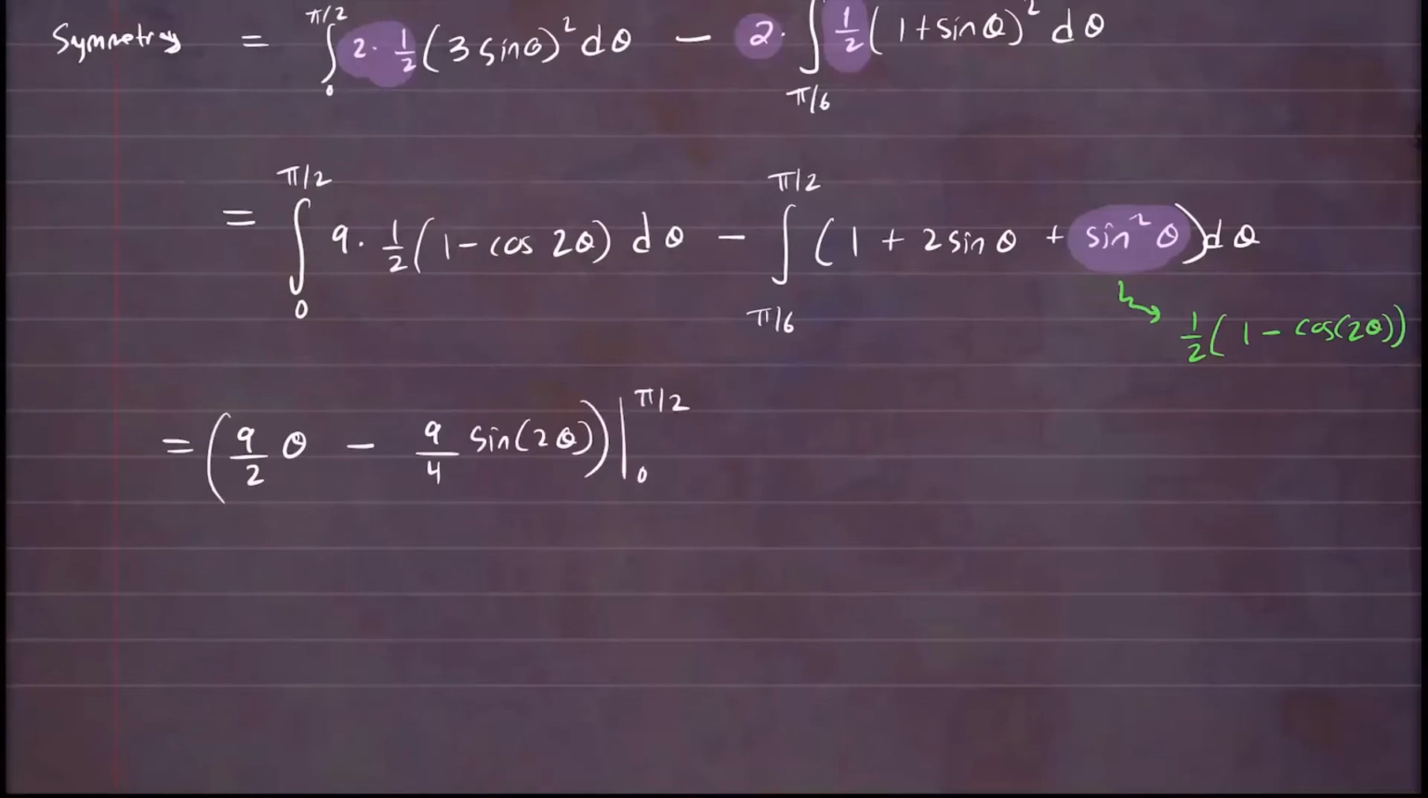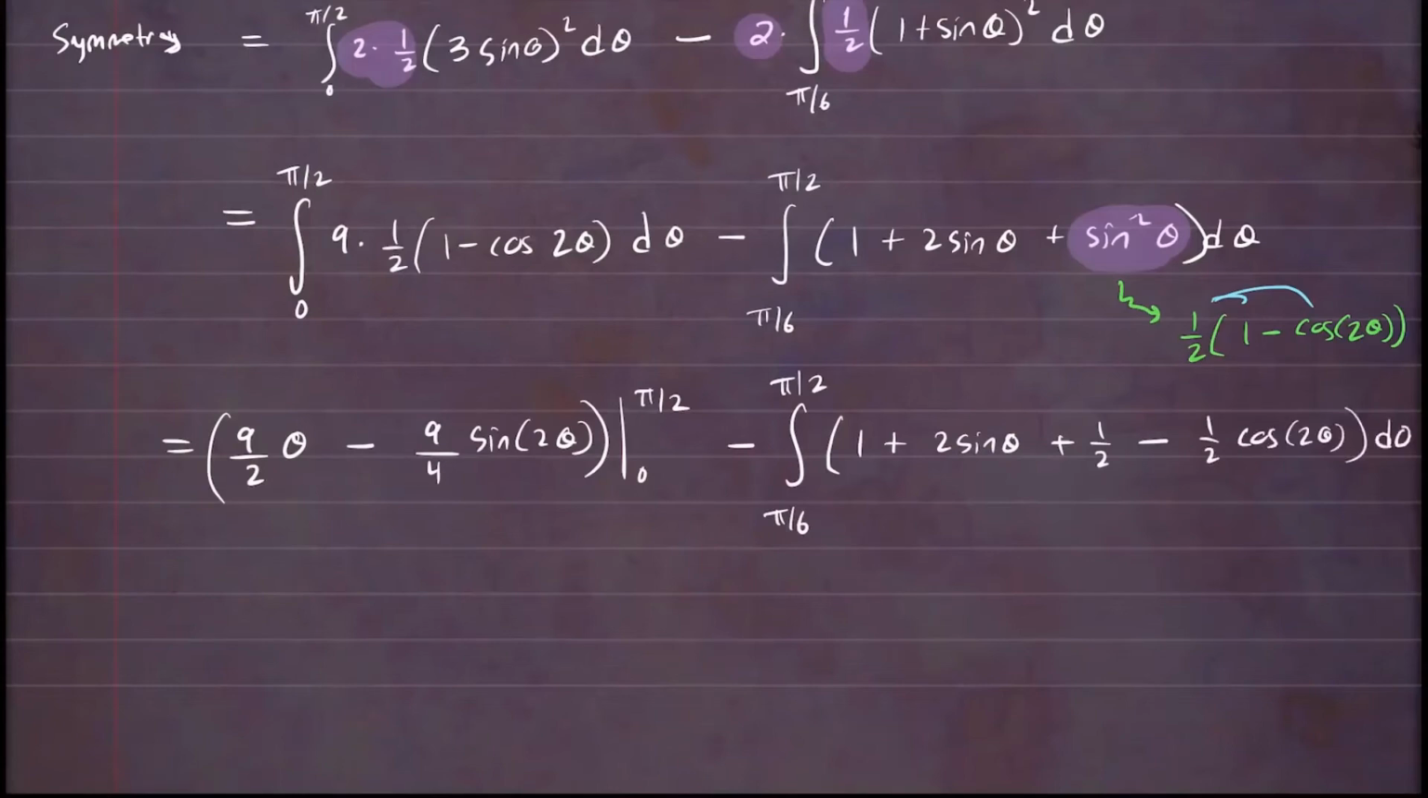The second piece, now before I integrate, I'm going to distribute these. So I'm going to rewrite that one more time. So this is minus the integral from pi over 6 to pi over 2 of 1 plus 2 sine theta plus 1/2 minus 1/2 cosine 2 theta d theta. Now here I want to combine these guys. So 1 and a 1/2, this will give us 3/2. And then the next term, we can just bring it closer. So here's what this simplifies to. This is what we're going to integrate now.